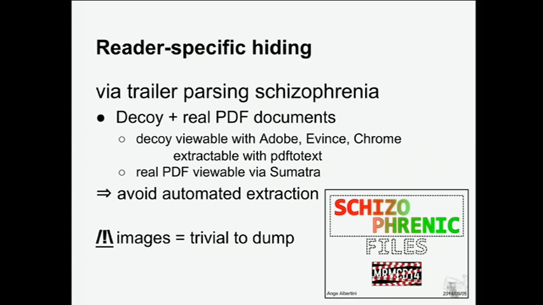I'm not going to cover here some stuff that is reader specific. That will be in my talk afterward. We'll see some specific stuff. So for example, you could merge a decoy document and a real PDF, and the decoy will be visible from standard tools. Even the PDF to text standard extraction tool will look at this fake document, and if you open it with a different document viewer, then you will see the actual hidden secret file.